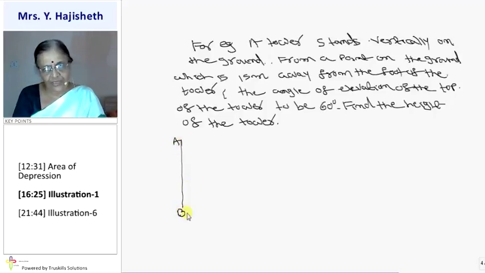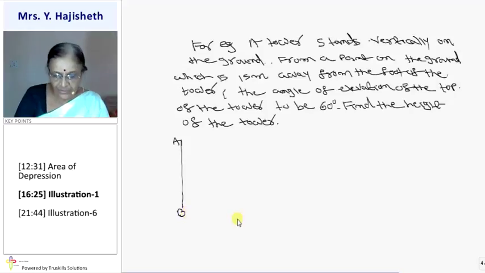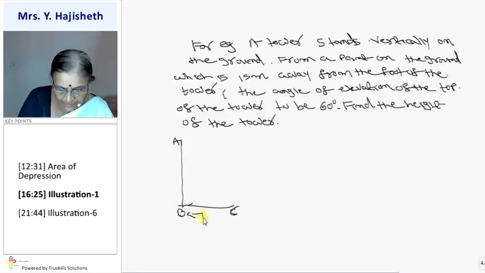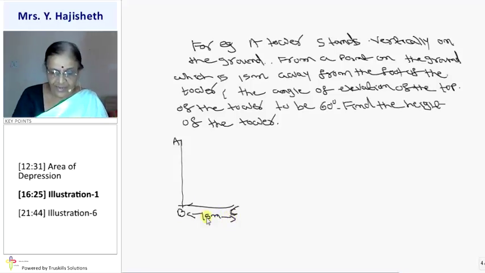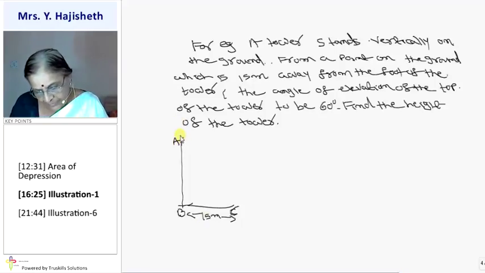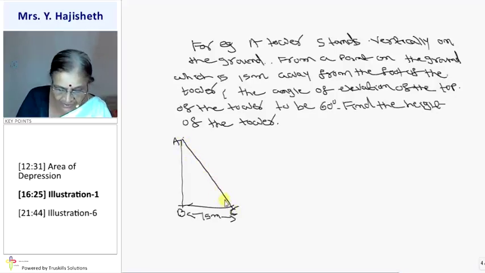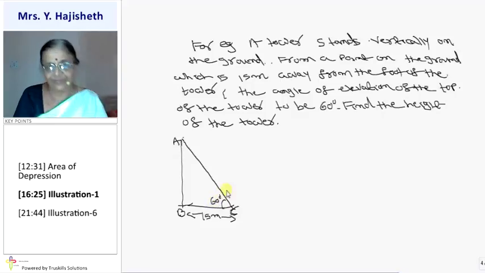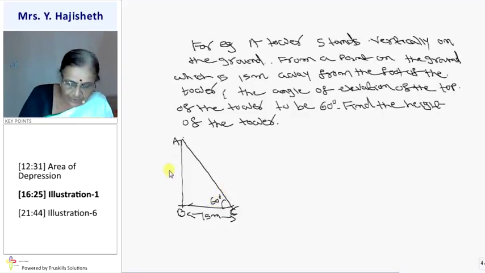Standing on the ground, okay, vertically on the ground. Now there is one point C I have taken at a distance from foot of the tower. The distance is given as 15 meter. Okay, this point C is at a distance 15 meter from B. An angle of elevation of the top of the tower, A is at top of the tower, and from C, if I observe the top of the tower, the angle of elevation is given as 60 degree. फिगर तैयार हो गया. I am asked to find out the height of the tower.